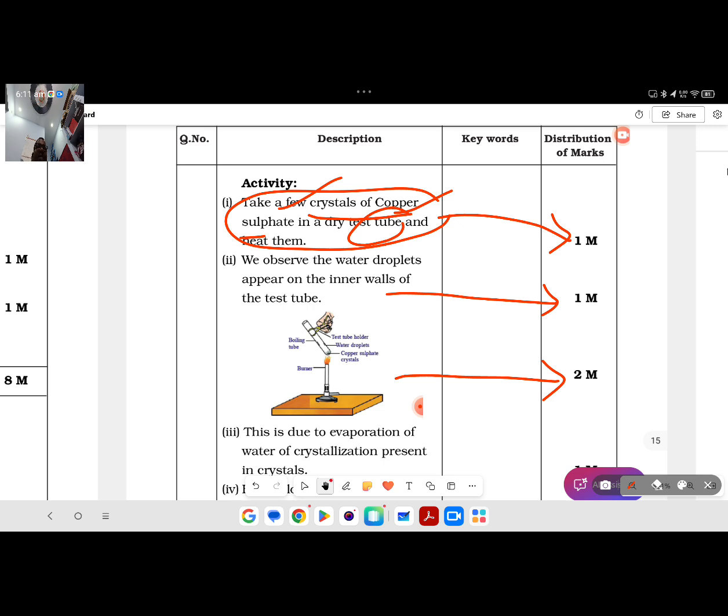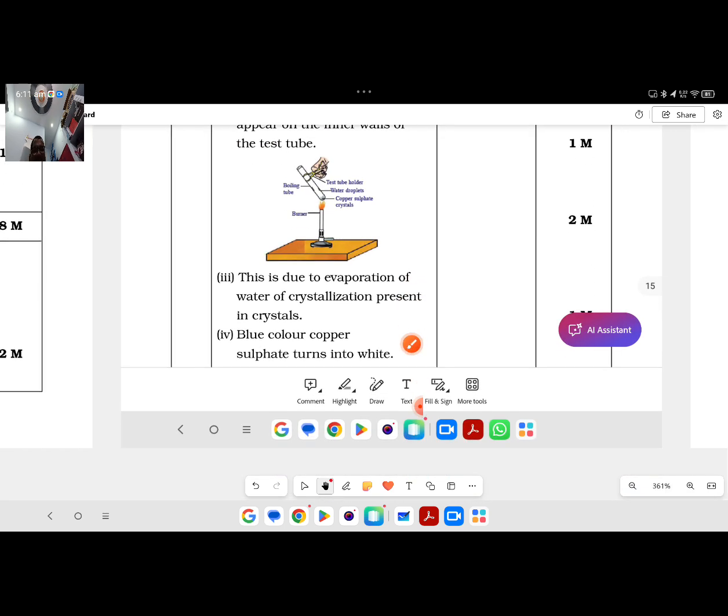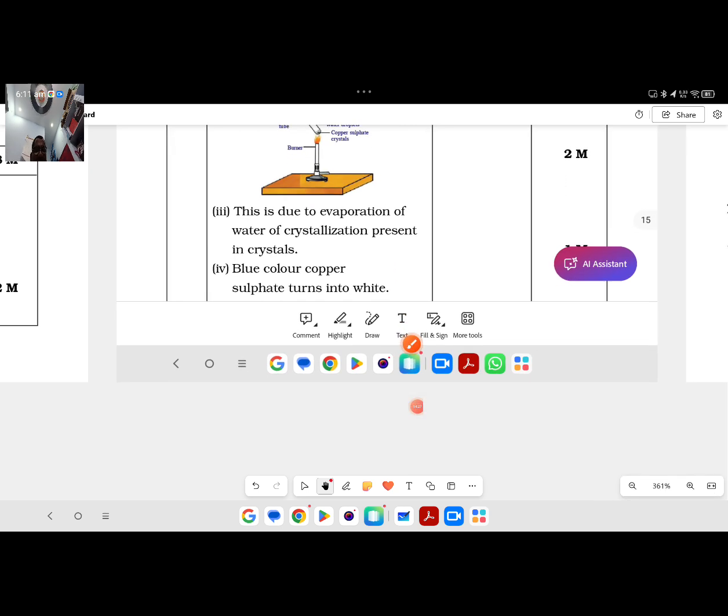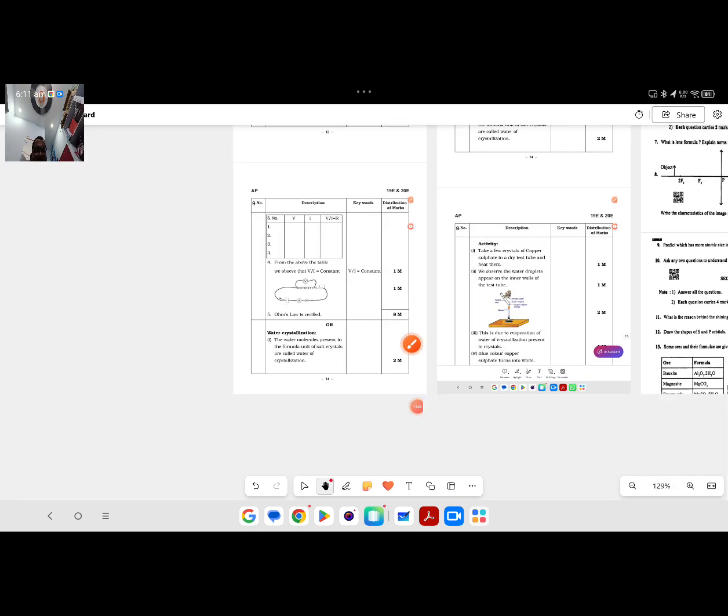If you draw the concerned diagram for any lab activity, if it is given 6 marks, either you will get 1 mark or 2 marks. Very important. And reason, this is your reason or observation. For writing the reason and observation, see how many marks you are getting. For writing reason and observation, you are getting 2 marks. So this is how your paper will be corrected.